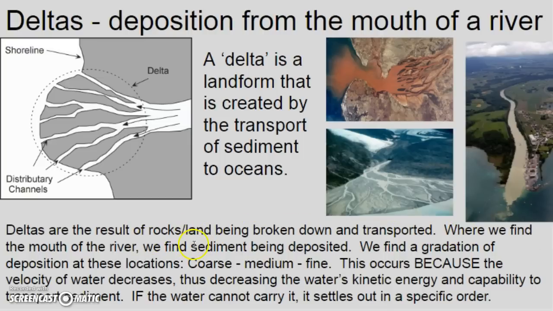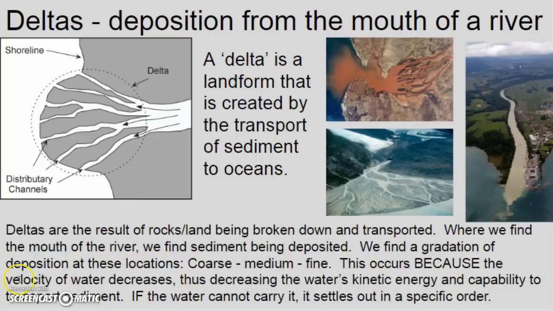Where we find the mouth of the river, we find sediment being deposited. We find gradation of deposition that goes from coarse to medium to fine. You're going to find your largest particles where the river water slows the greatest. It's simply unable to carry larger particles. And then you get this gradation effect. You get coarser to sand grains and then into finer sediment. You can see the fine sediment here leading to a very high turbidity.